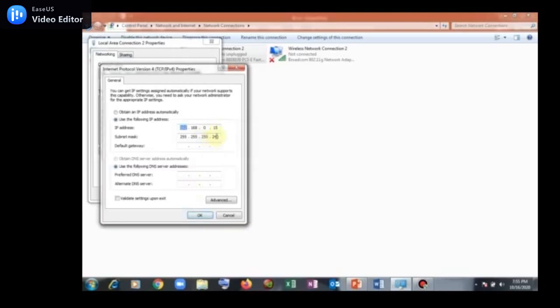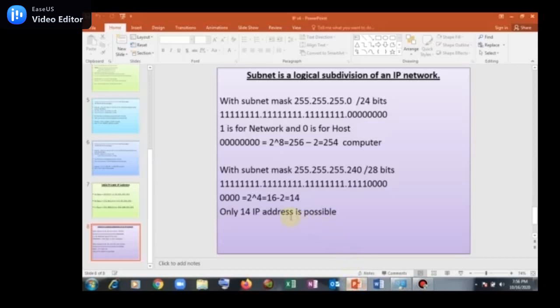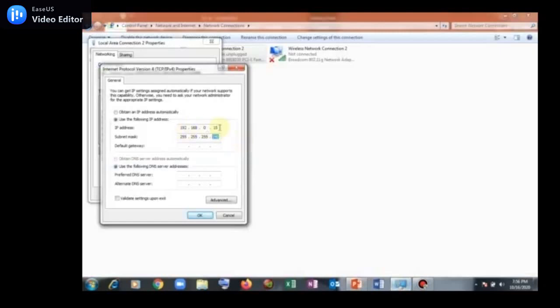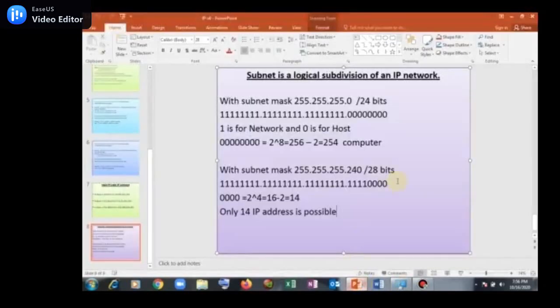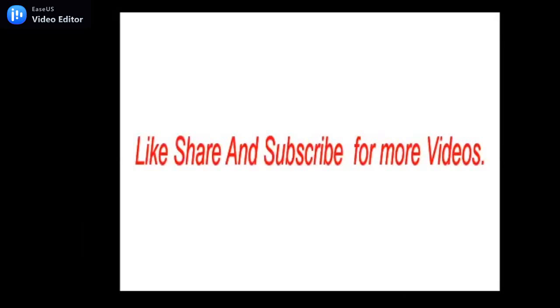See, when you put 240, that means only 4 bits are left for the host. Only 4 bits are left for the host. So we cannot create more than 14 computers. So with subnetting, we can increase or decrease the number of hosts or networks. So this is subnetting. With the help of subnetting, we can also give security to your network. Just decrease the number of your computers, then nobody can access your network beyond this minimum. So you can limit your computers, and this is also done for security purposes.